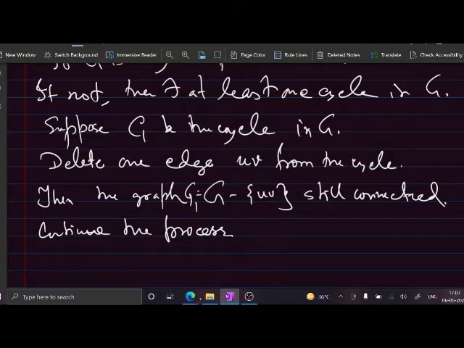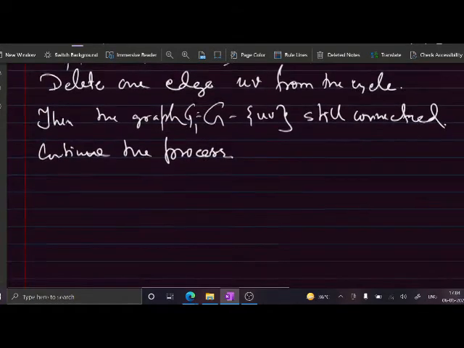Okay. So certainly you must get a connected graph which will eventually be a connected graph having no cycle. So therefore that connected graph will be a spanning subgraph which is acyclic. So therefore it is a tree. So this proves the theorem. Okay.